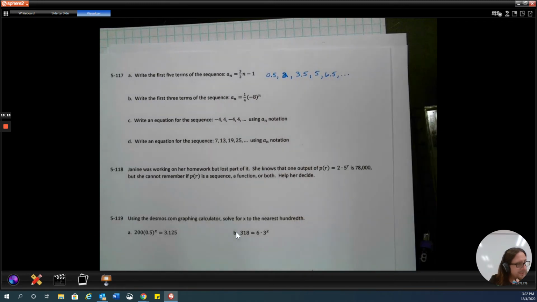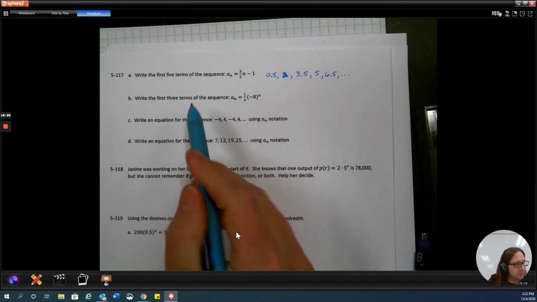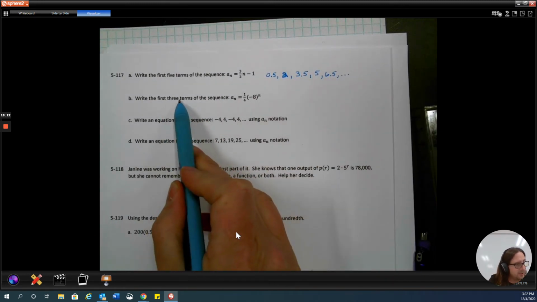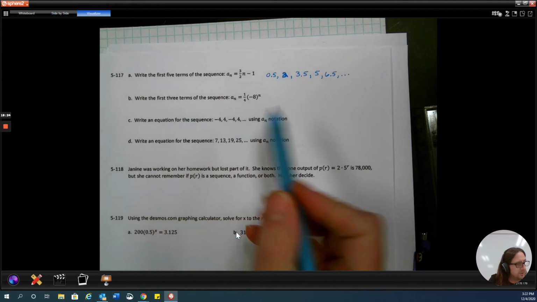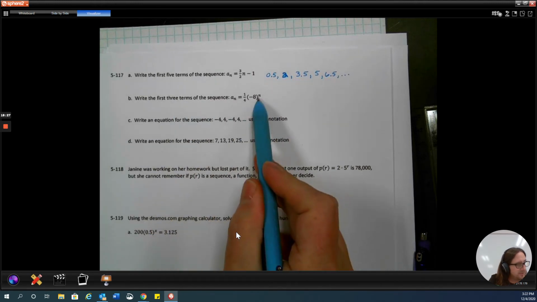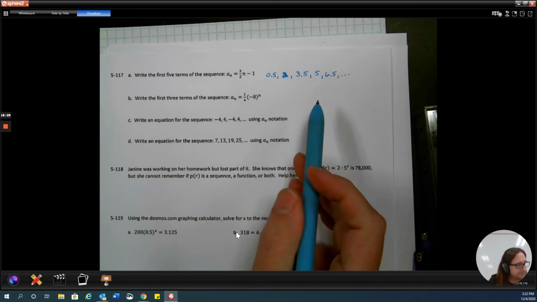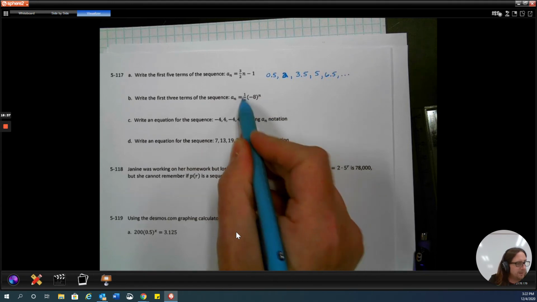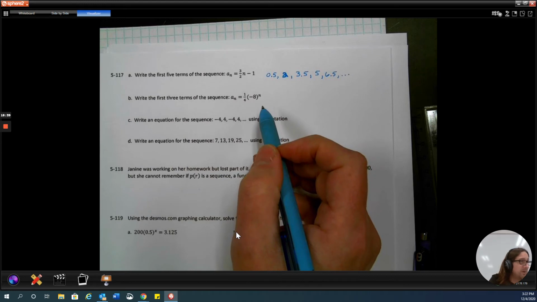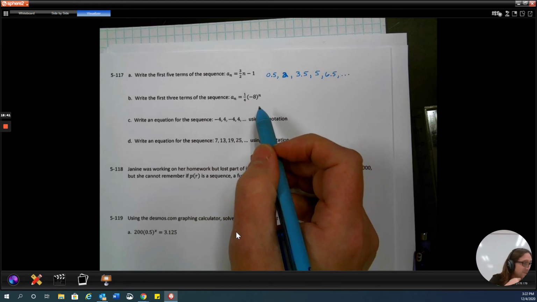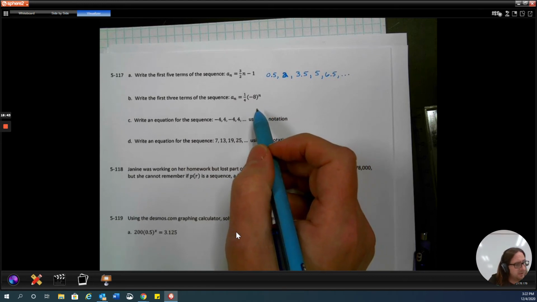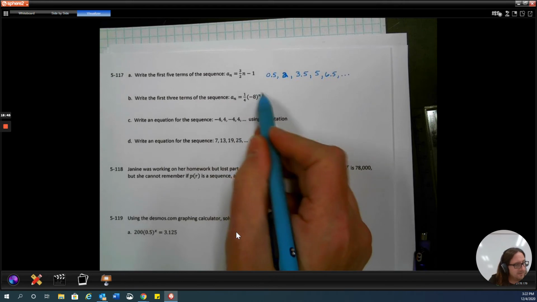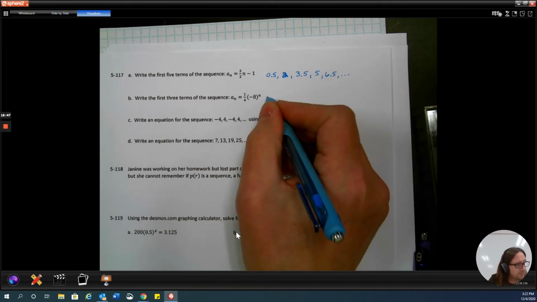There's our first 5 terms in that sequence. Next one, we want to find the first 3 terms in this sequence. So this is a geometric sequence because of this nth power right there. So if I put a 1 there, -8 to the first power is -8, and then multiply by 1/4. Multiplying by 1/4 is the same thing as dividing by 4. So I've got -8 and then divide by 4, so that's -2.